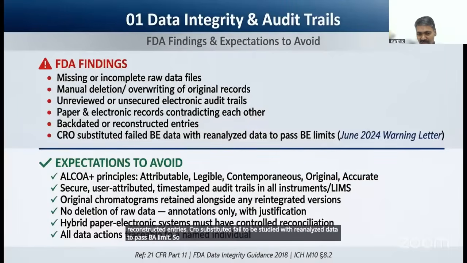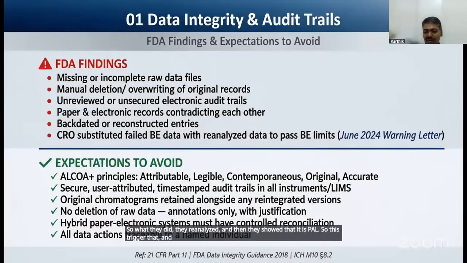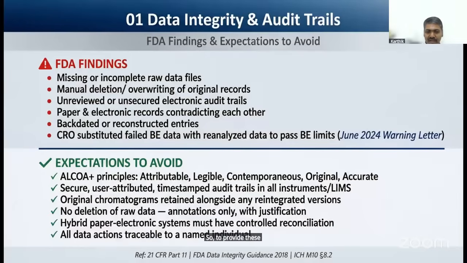So they did the initial analysis, and when they saw the BA data was failing, they reanalyzed it and then showed that it passed. This triggered an FDA response, and in 2024 a warning letter was issued to one of the CROs for reanalyzing the failed data and making it pass. To avoid these observations, missing details is everything.